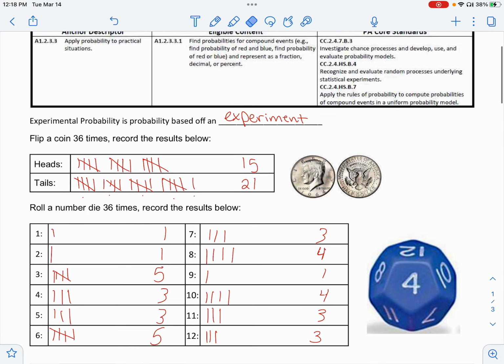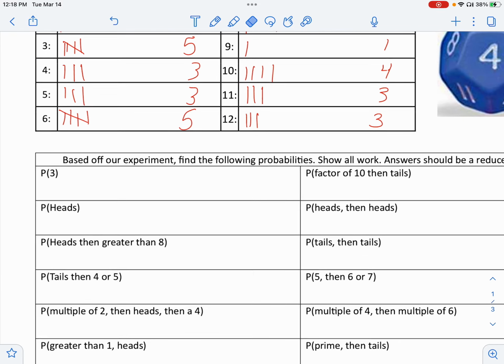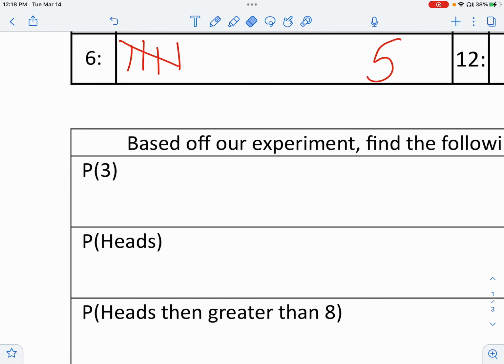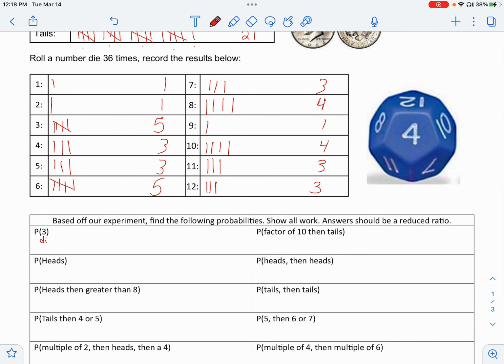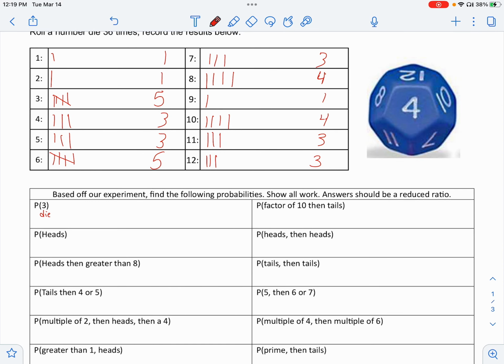We're going to use the experiment to find some probabilities, okay? So based off our experiment, find the probabilities. What is the probability that we get a 3? So that must be talking about the die because there's no 3 on a coin. I just wrote this, die. So let's take a look at the 3. I see that I have 5 threes out of a total of 36 flips.